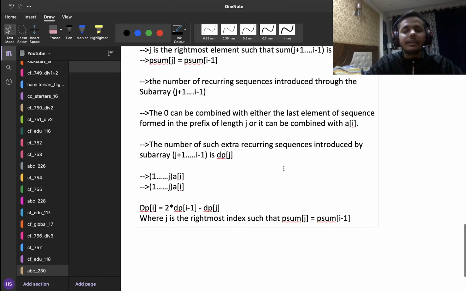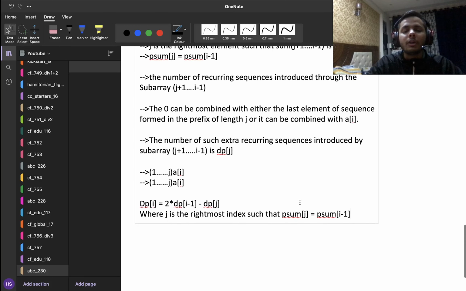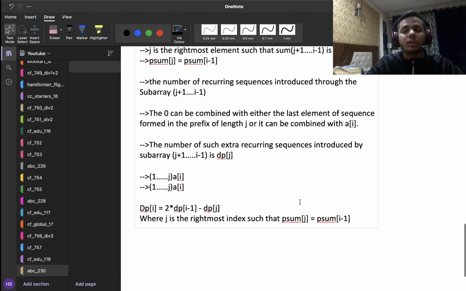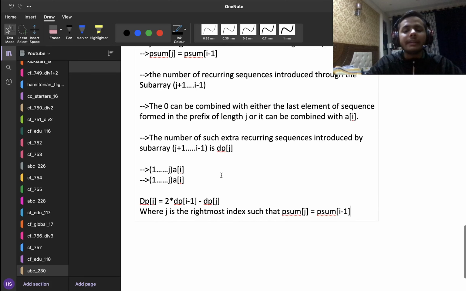And since we know that there are at max 2 into 10 raised power 5 values, even though those values will be around 10 to the 9, it doesn't matter because I'm keeping a map, and I can just keep a map for all the values of prefix sums to find out their dp values. And using the map, I can easily find out the value of j for each value of I, and I can make my transitions. So let's just have a look at the code to get some better clarity.